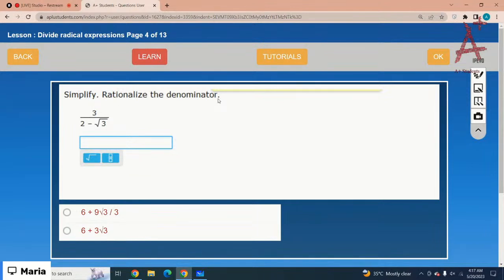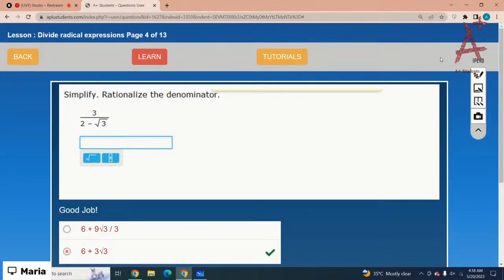Okay, simplify, rationalize the denominator. So which is the correct option? It would be option number 2 is the correct option, because here you have 2, so it would be 2 times 4, 2 square is 4 and 4 minus 3 is 1. The denominator would be 1 in this case, so the second option is the correct one, that has the denominator 1.